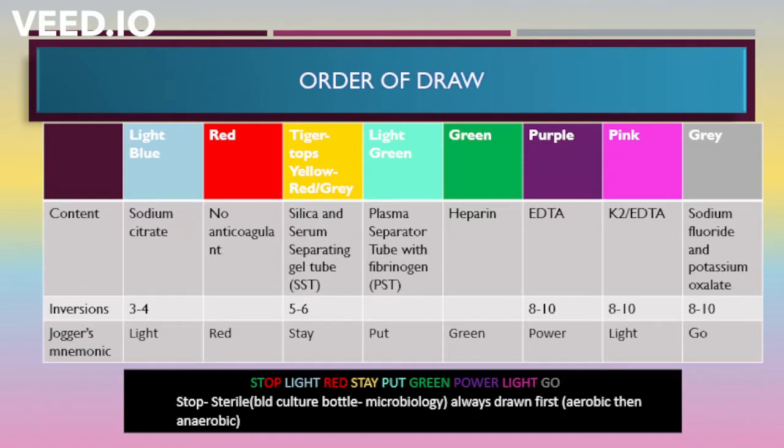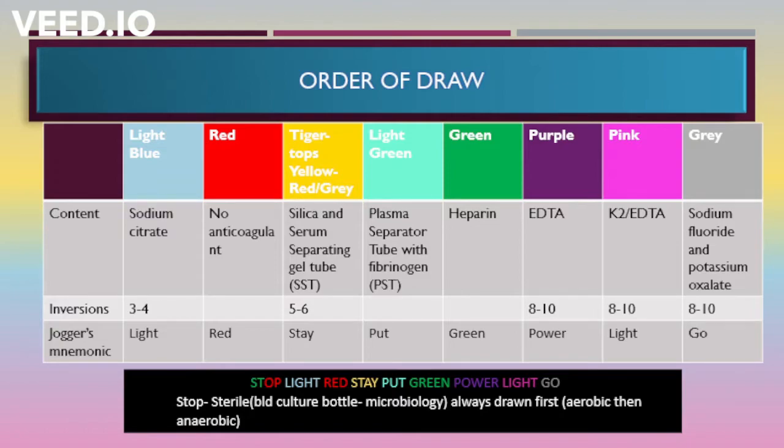Now, what does the stop mean? It is for the sterile one, that is the blood culture bottles, which I haven't added in the order of draw here because we are looking only at the blood sampling tubes. But if ever you're going to take blood culture, remember that you need to draw the aerobic first, that is the green color. That's why stop is in two colors. So the green color first, and then the anaerobic, that is the red color, next.